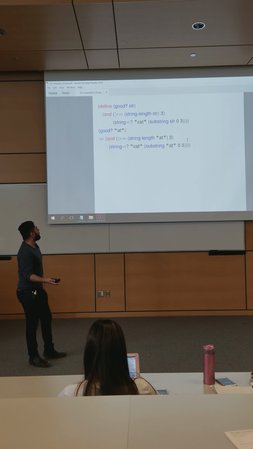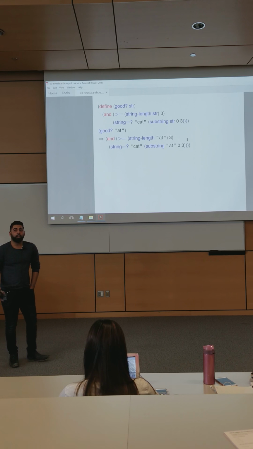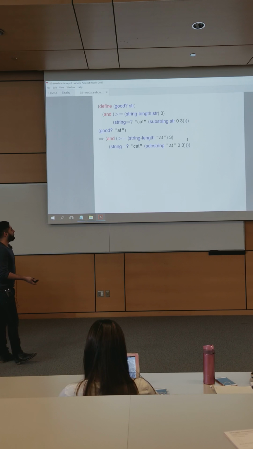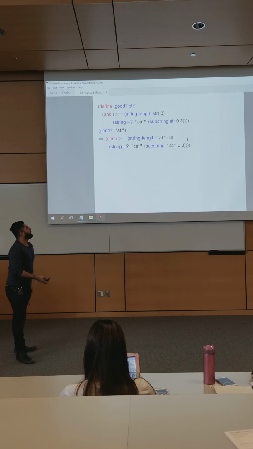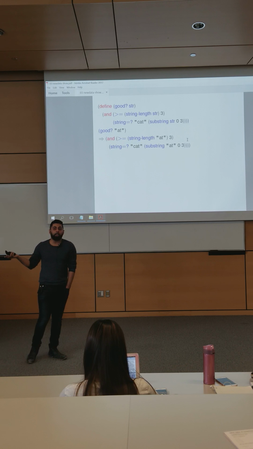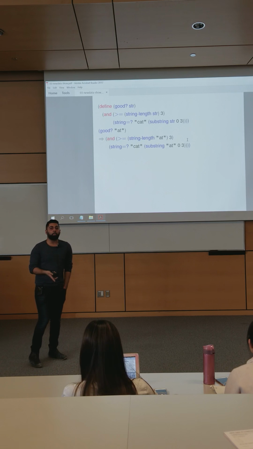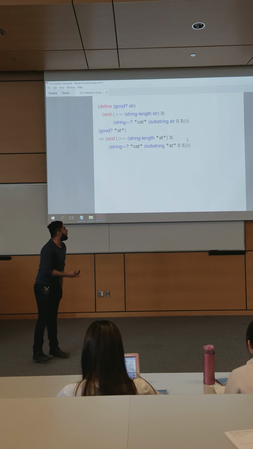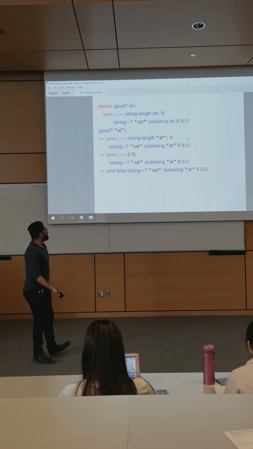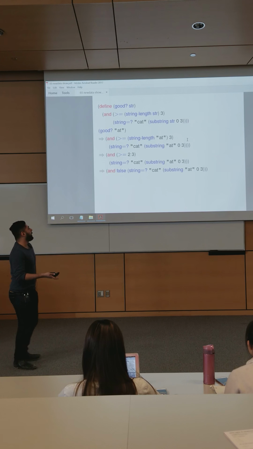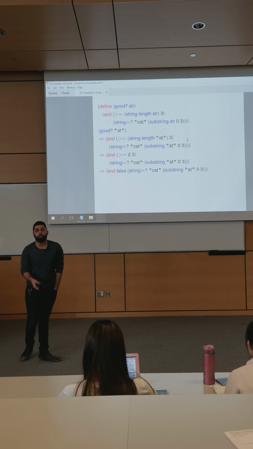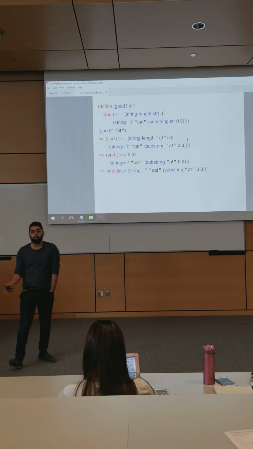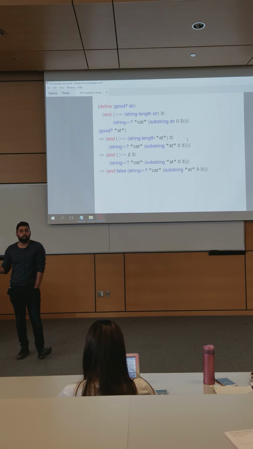So when we call good of at, what happens? Well, we substitute the entire good function in with the at value, and we get AND greater than or equal to string length of at and 3. Then the next thing, what's the next thing that we evaluate here? Just yell it out. String length. Because the innermost operation right now to evaluate next is the string length. So we get string length of at, which is 2. Okay? And then we see AND greater than or equal to 2 and 3. So the next thing we evaluate is the greater than or equal to operation. And the greater than or equal to operation checks if 2 is greater than or equal to 3. And that returns what? False.